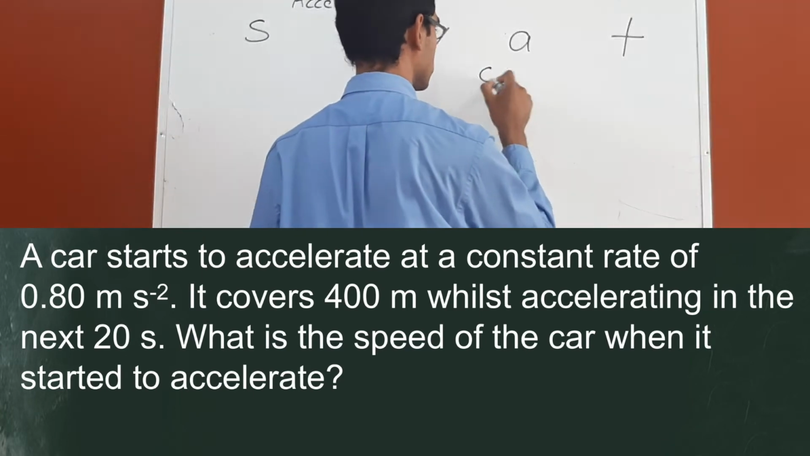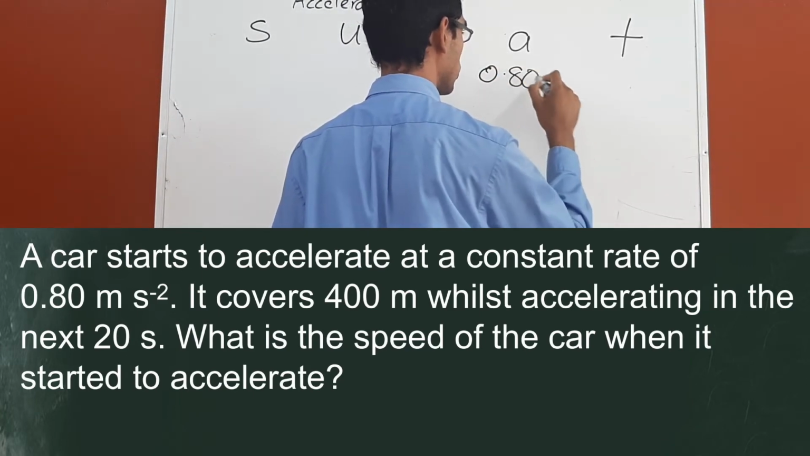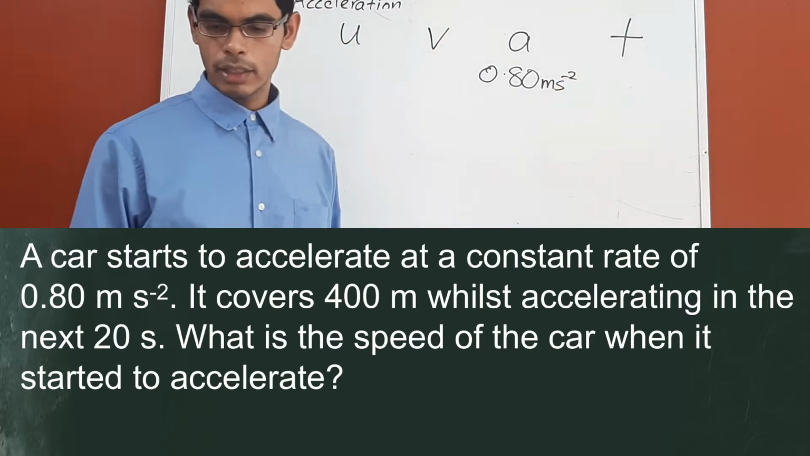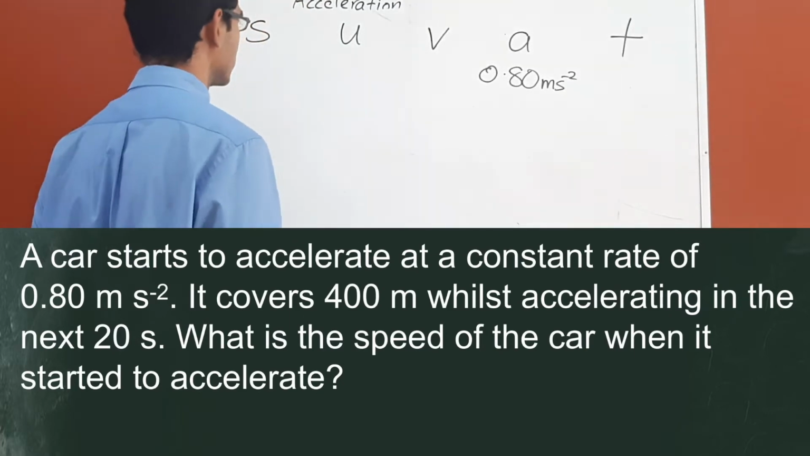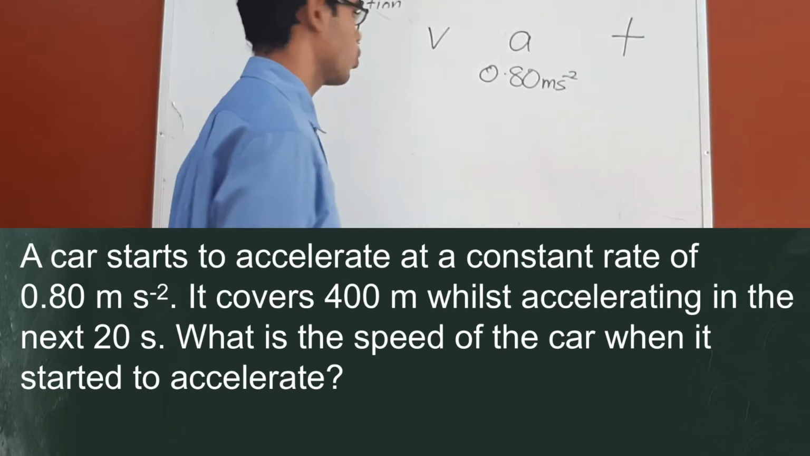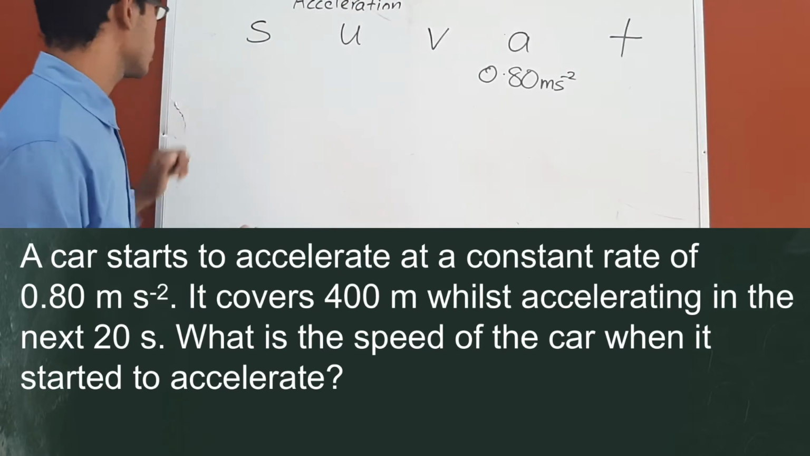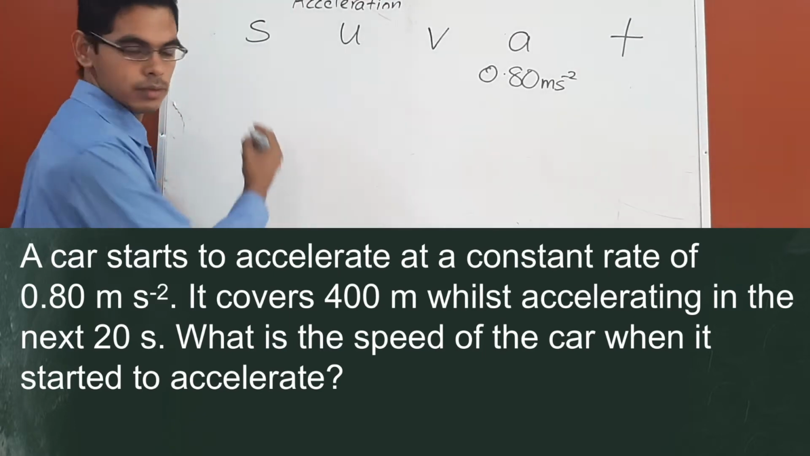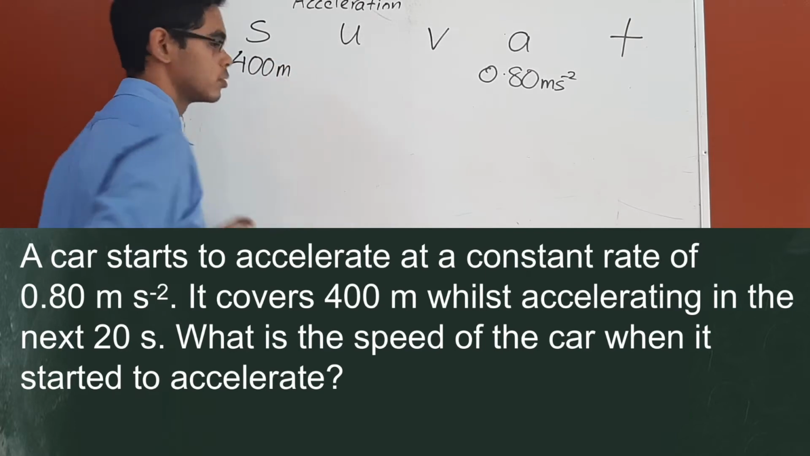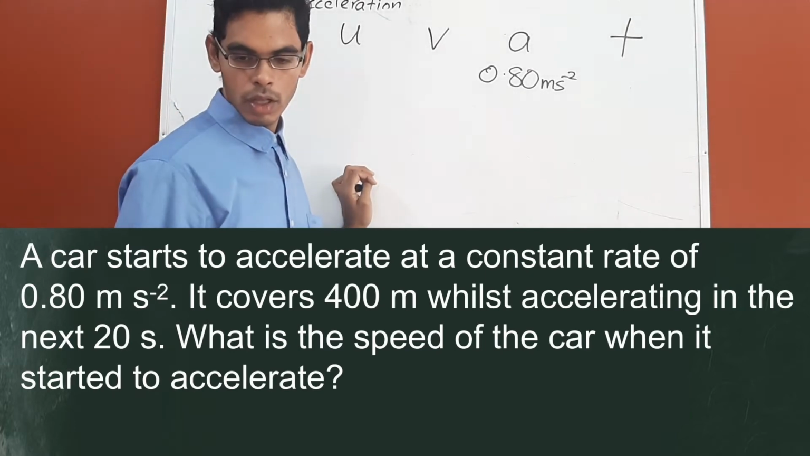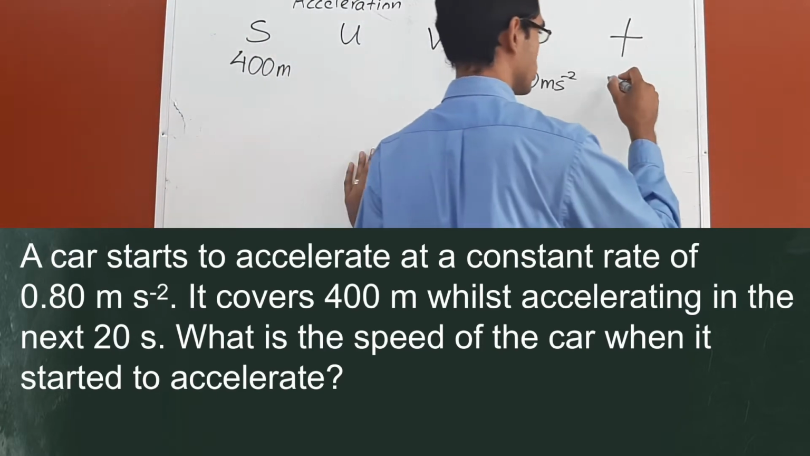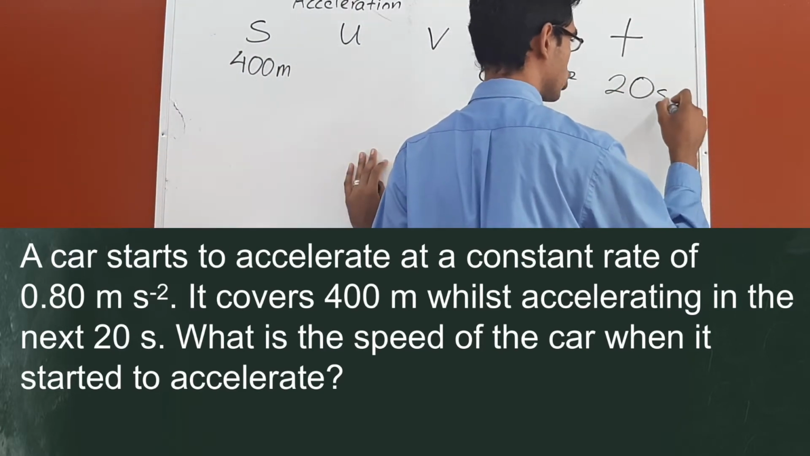That is 0.80, in meters per second squared. And 400 meters, what's that? Is that a time or initial or final speed? It's a distance. And the next 20 seconds, which is the time, the duration of this event.